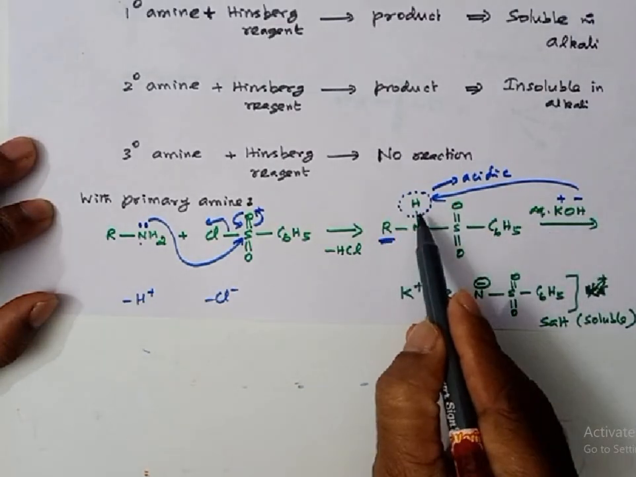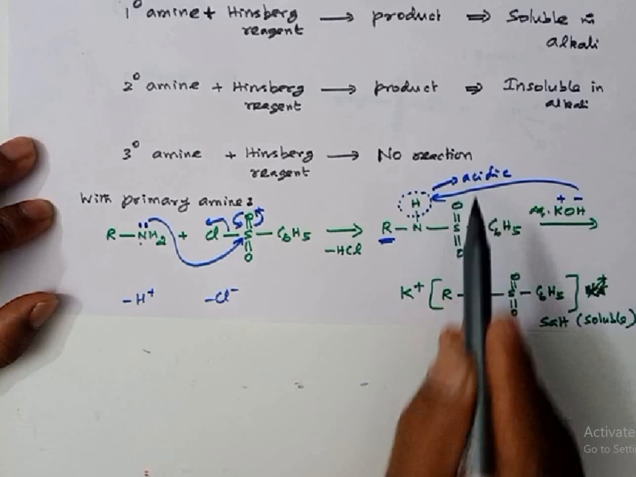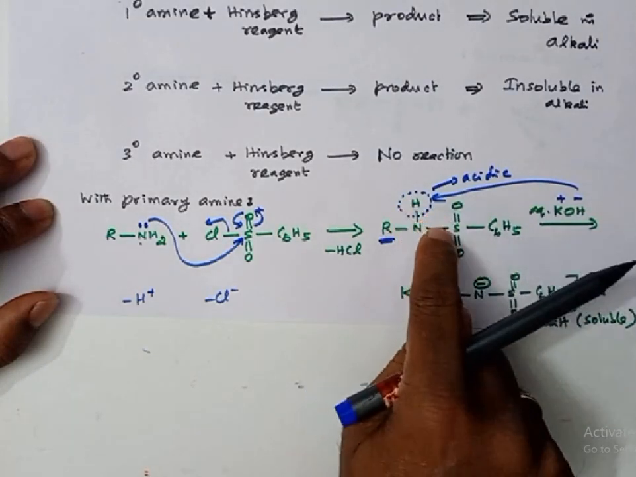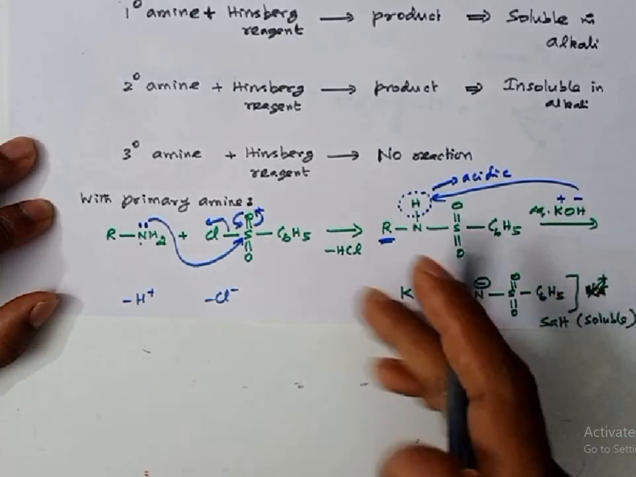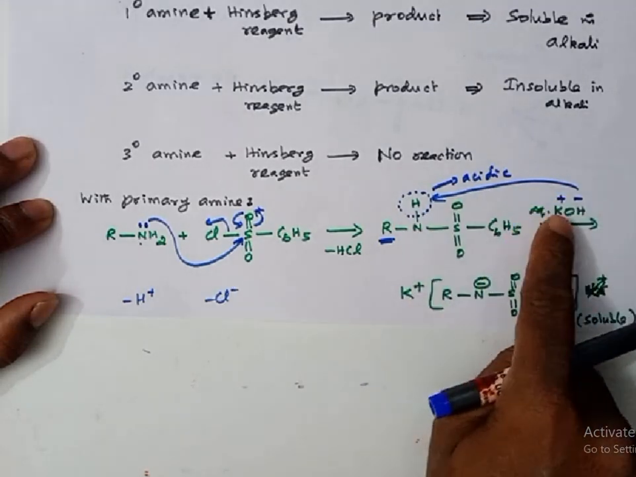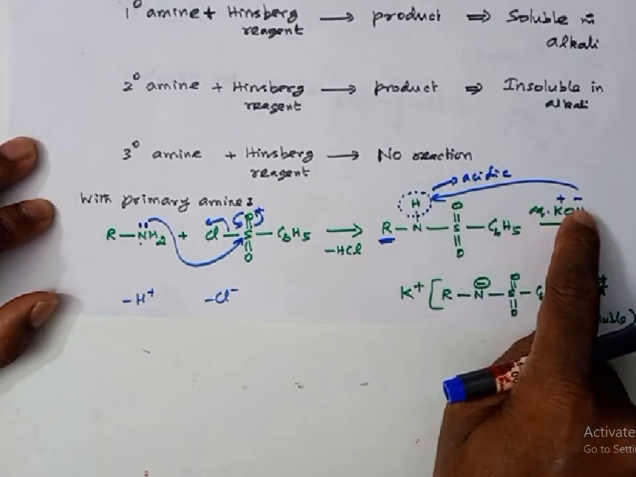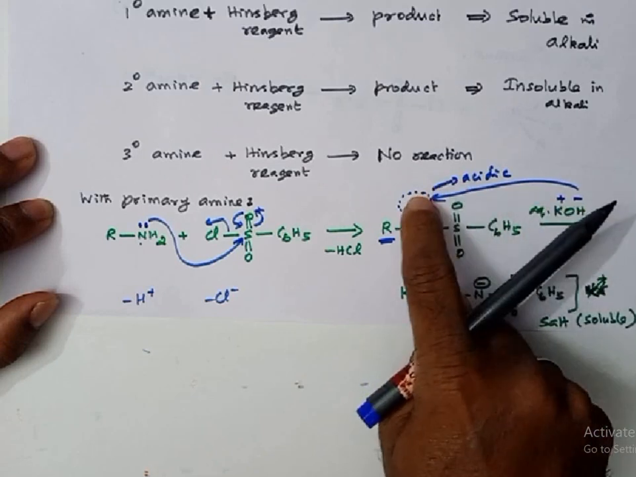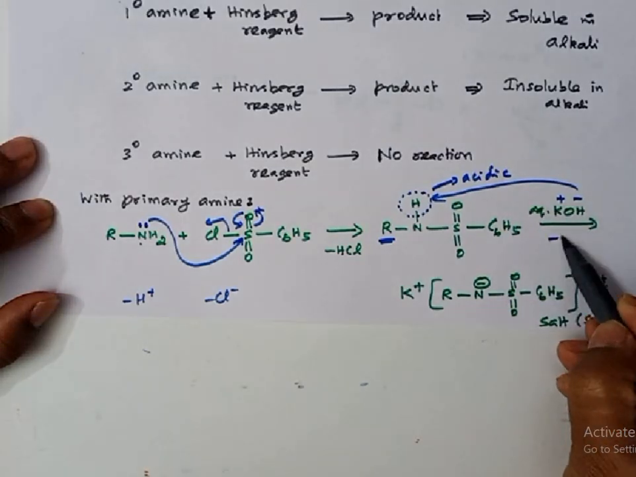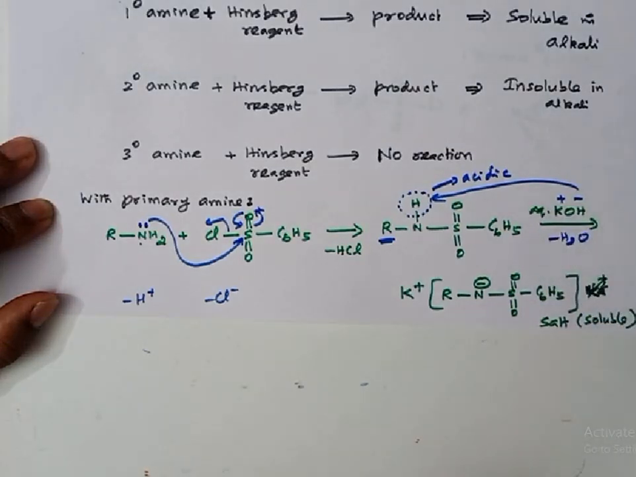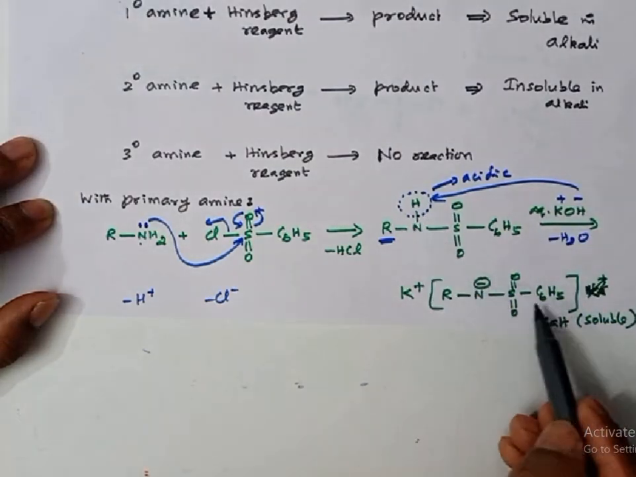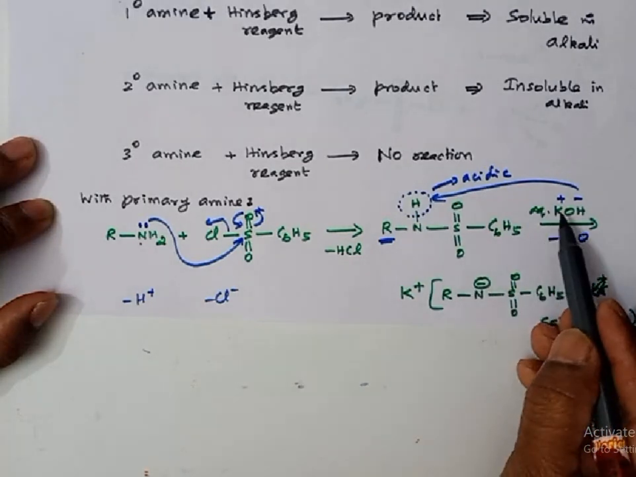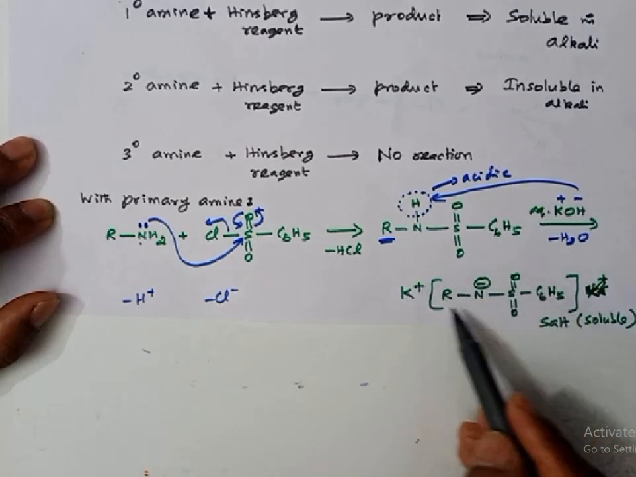And in sulfonamide we have a nitrogen here. This hydrogen is acidic. Because of the presence of acidic hydrogen, this compound is soluble in alkali. Why? If you add alkali, OH minus removes this hydrogen as H plus, and a water molecule is eliminated. You will get a negative charge on nitrogen, an anion, and the counter ion is K plus, so you will get a salt.